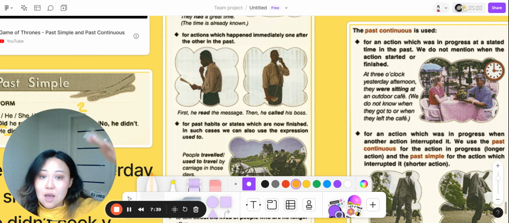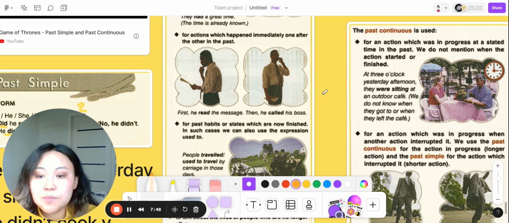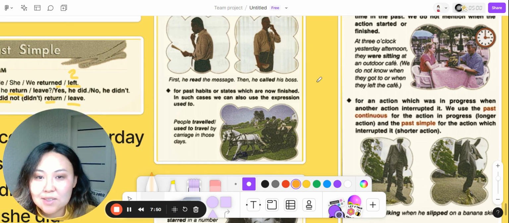So these actions are happening in kind of a sequence. It's also called sequence of actions. So the things go one after another. Sorry for my voice. I hope it's okay.